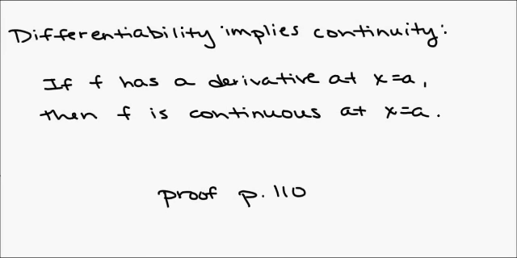First up, differentiability implies continuity. So this is an important concept. If you have a differentiable function, it is a continuous function. So if f has a derivative at x equals a, then f is continuous at x equals a. There is a proof of this on page 110. I'm not going to go into that here.